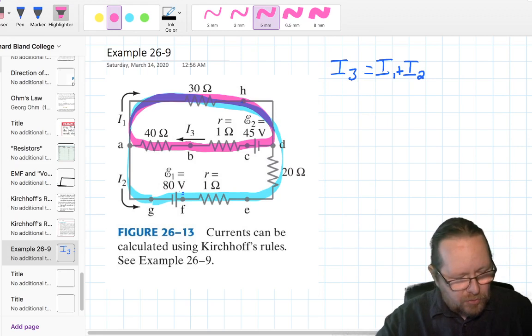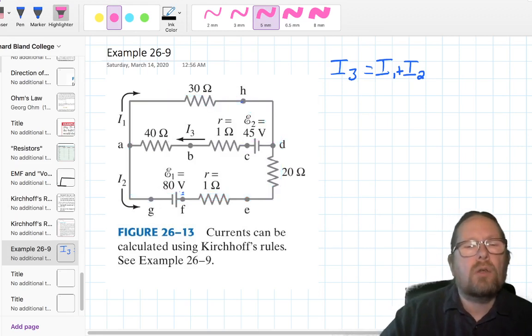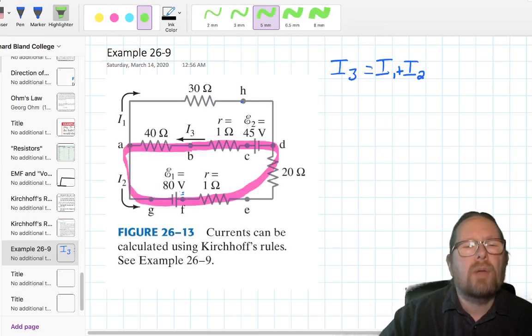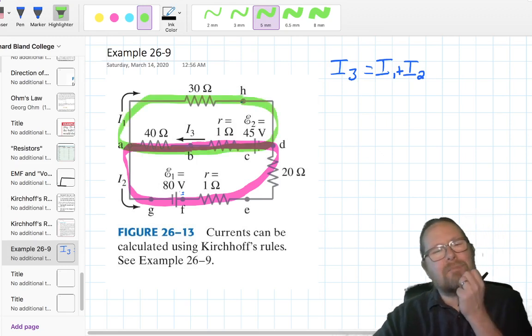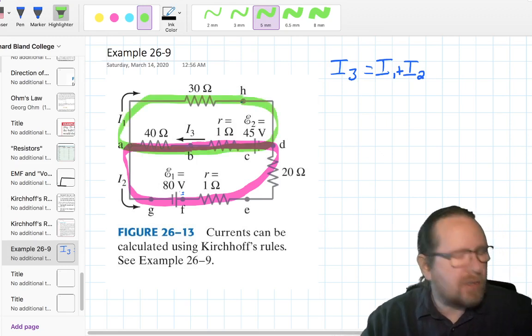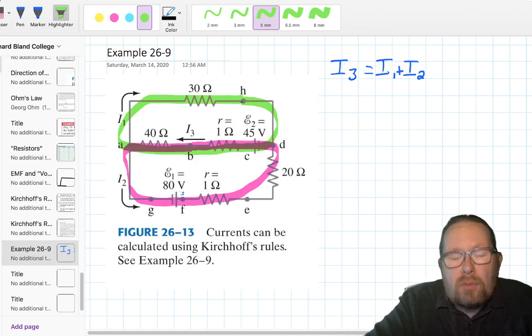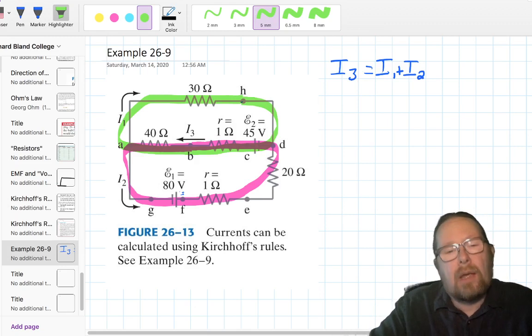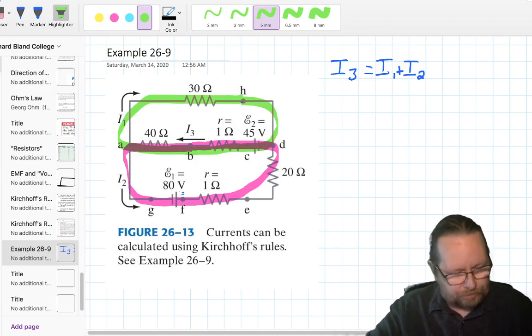You don't have to choose those two loops. You could choose one loop that starts at B and goes around this way and gets back to B, and another loop that starts at H and goes around this way and gets back to H. It doesn't matter where you start your loops, and it doesn't matter which direction you go around. All that matters is you get your signs right when you go across the batteries, that you keep track of your currents, and that you make it all the way around the loop.